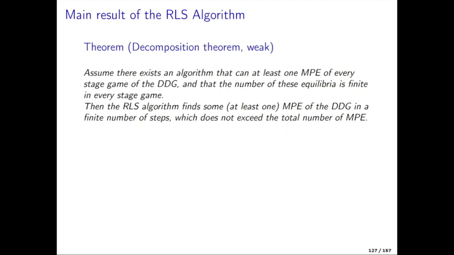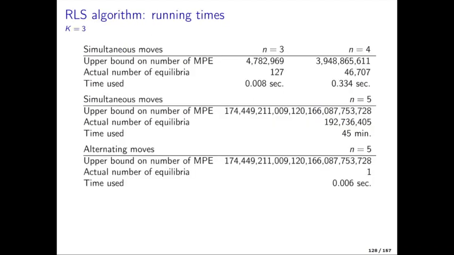Then it can enumerate some of the equilibria, which sometimes is better than nothing. If you fail to find one equilibrium, it's not like it's screwing up finding any equilibrium. So here are some examples and some running times.